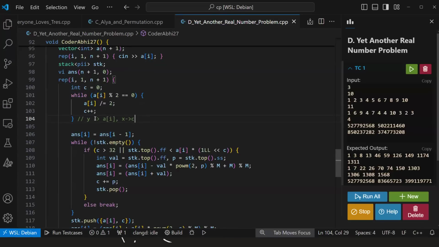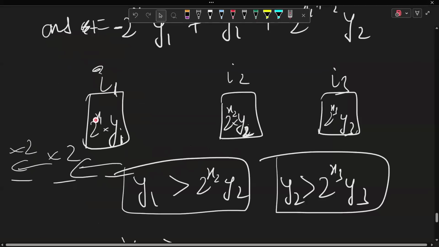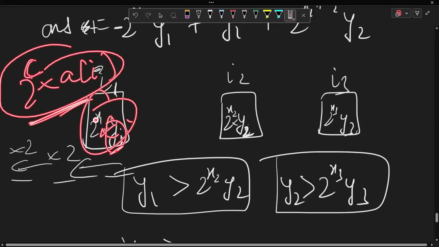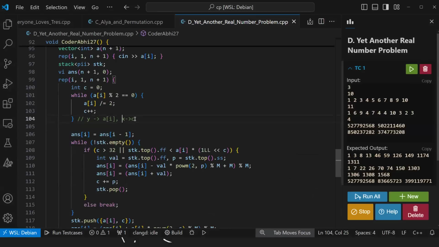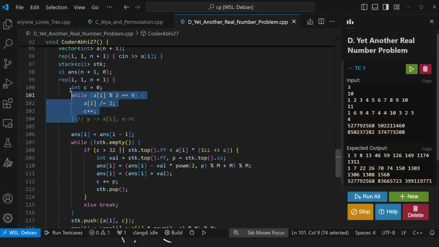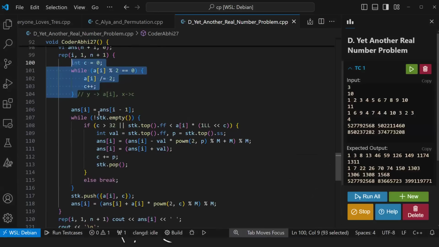I have reduced my A_i into 2 to the power x into y. So it is 2 to the power c into A_i only, effectively. A_i only is reduced to y, and c is the power in my code. c is x in my code. So this is what I did to find the number of powers of 2 that it has. I reduced it in the form of 2 to the power x into y. After that, my answer. So for any index, first I would assume that till i minus 1, whatever answer I calculated, that is my answer.